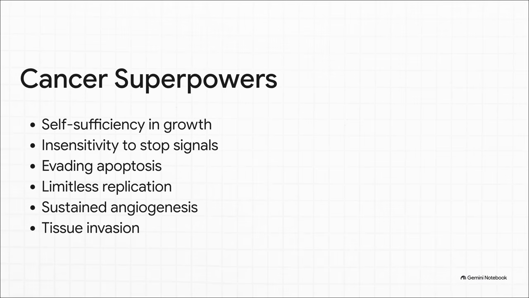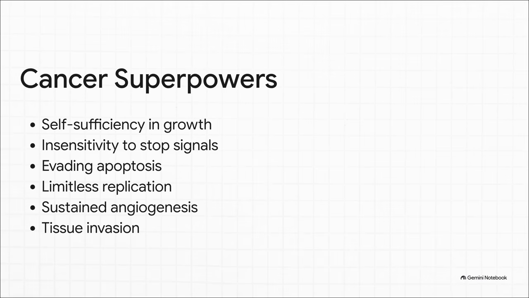First, self-sufficiency and growth, meaning it drives its own proliferation without even needing any external signals. Second, insensitivity to anti-growth signals. It just completely ignores the body screaming at it to stop. Third, evading apoptosis. Thanks in large part to those p53 mutations, it dodges cell death entirely. Fourth, limitless replicative potential. Normal cells eventually hit a division limit, right? But cancer cells reactivate this enzyme called telomerase to constantly rebuild their telomeres, letting them literally divide forever.